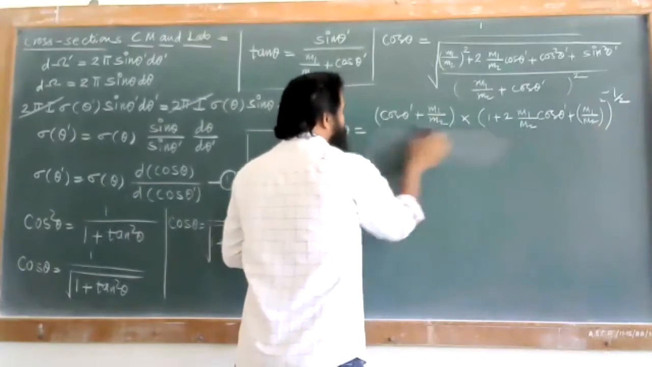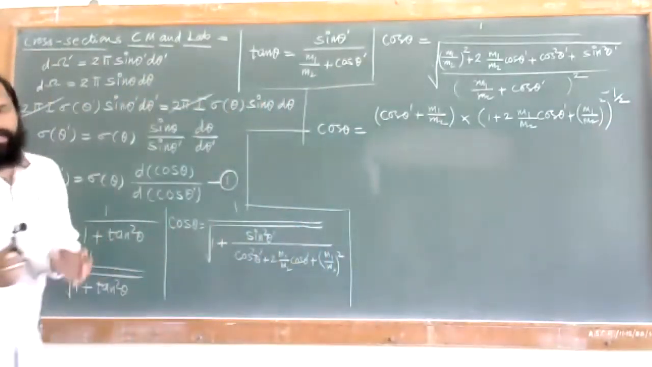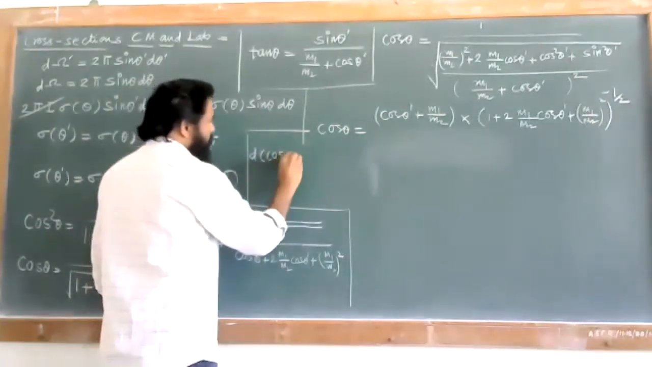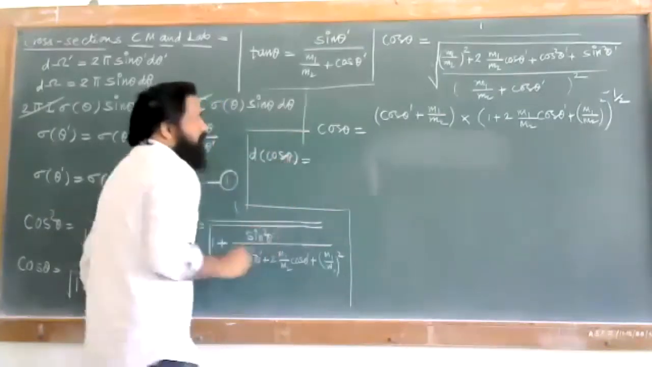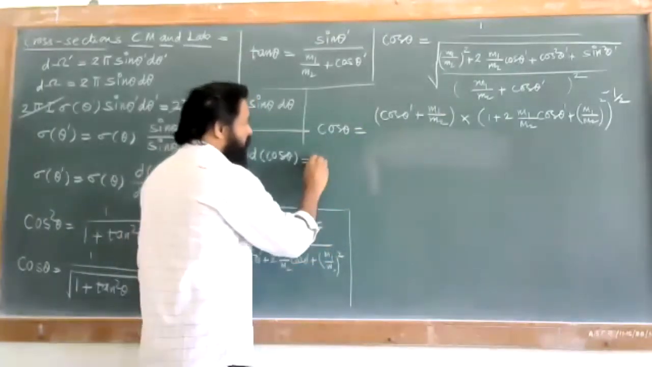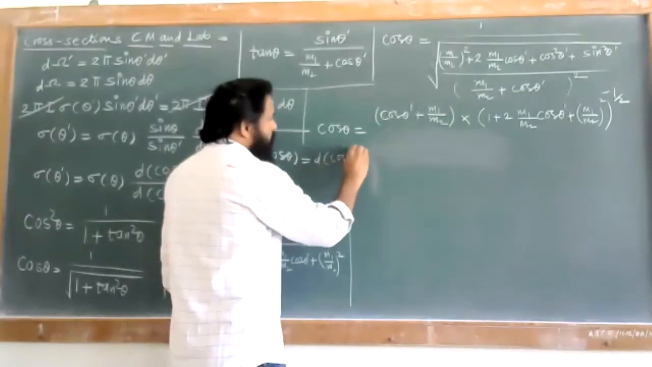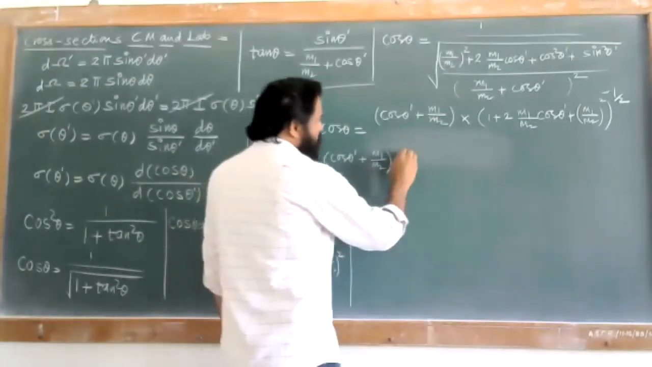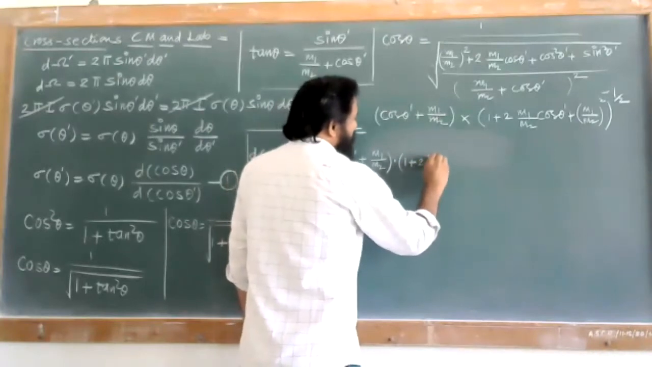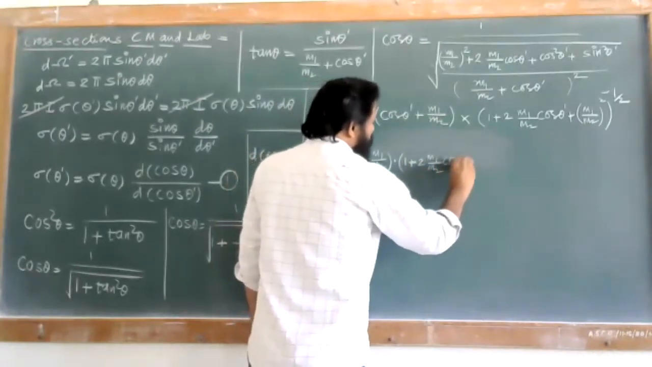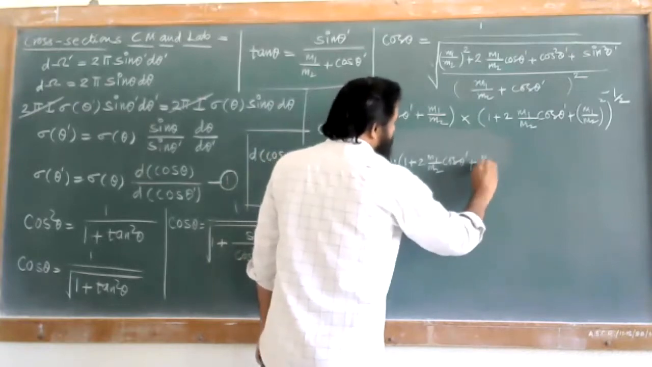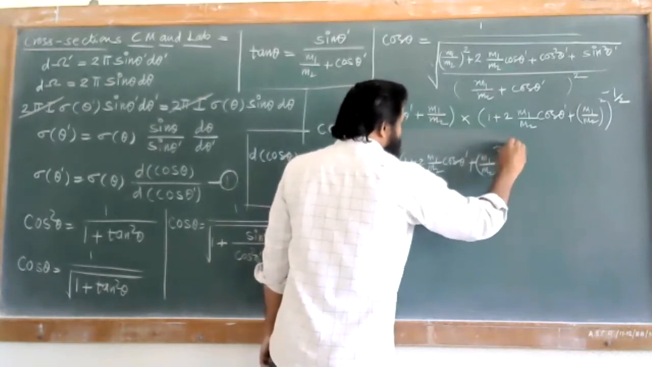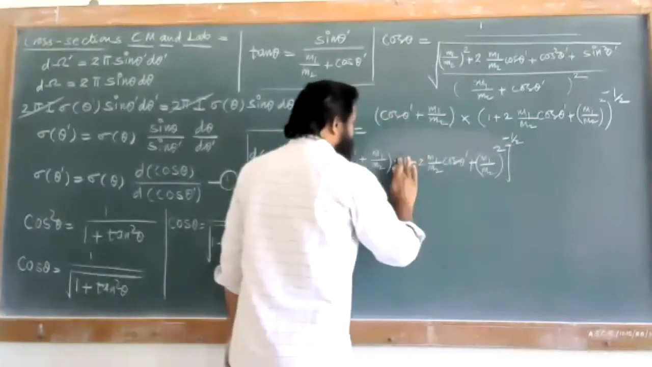We'll have these terms in the form of u into v. So we'll just say the derivative of cos theta, what is that? That is nothing but the derivative of the first term. So I'll just write the derivative of cos of theta dash plus m1 upon m2, second term as it is, so there is nothing, 1 plus twice m1 upon m2 into cos of theta dash plus m1 upon m2 squared, and it's raised to minus 1 half. So this is the first thing.